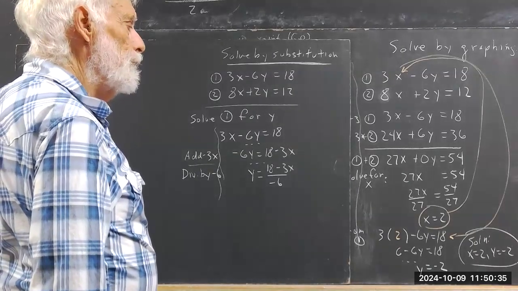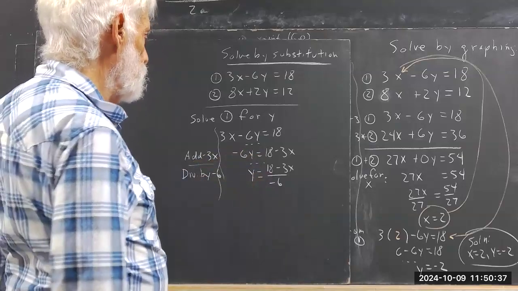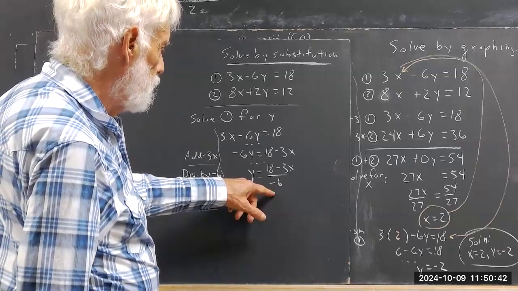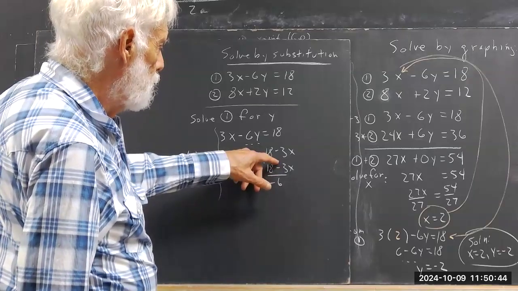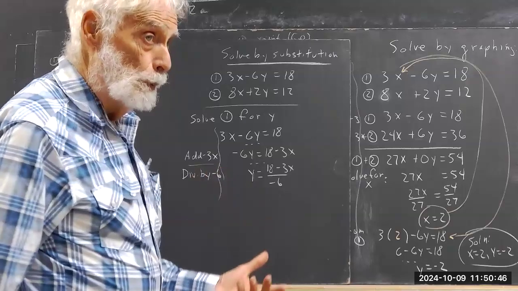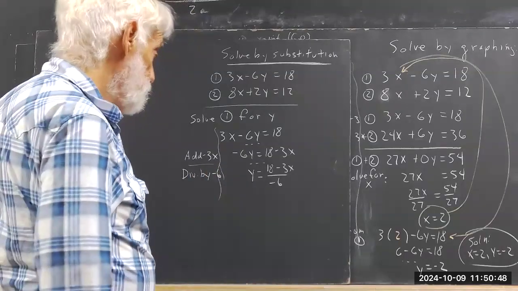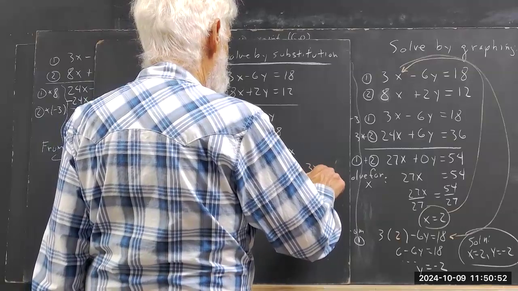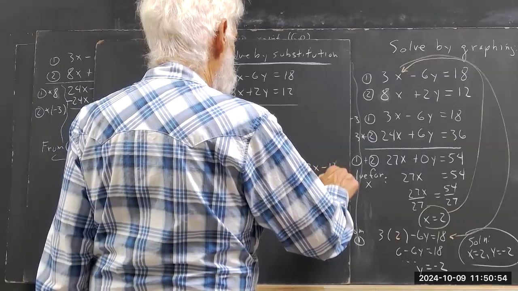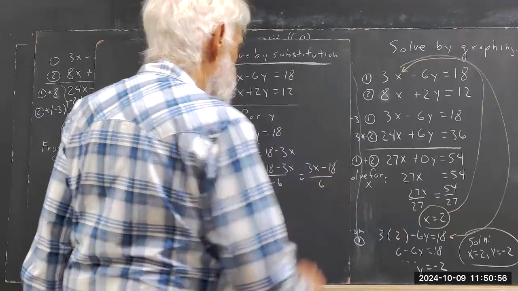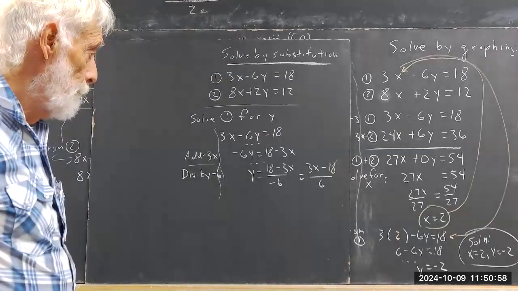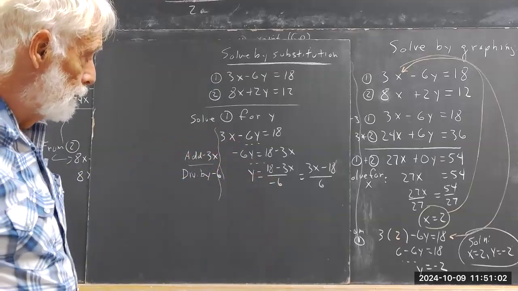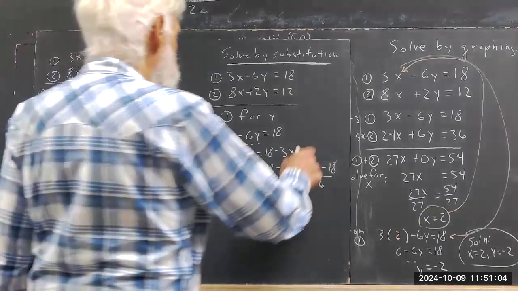All right. Now, there are two ways that we can express this solution. Right now, we've got a negative in the denominator. So we multiply the numerator and denominator by negative 1. And we get 3x minus 18 over 6. Now, that might be a little mysterious. I'll make a note.